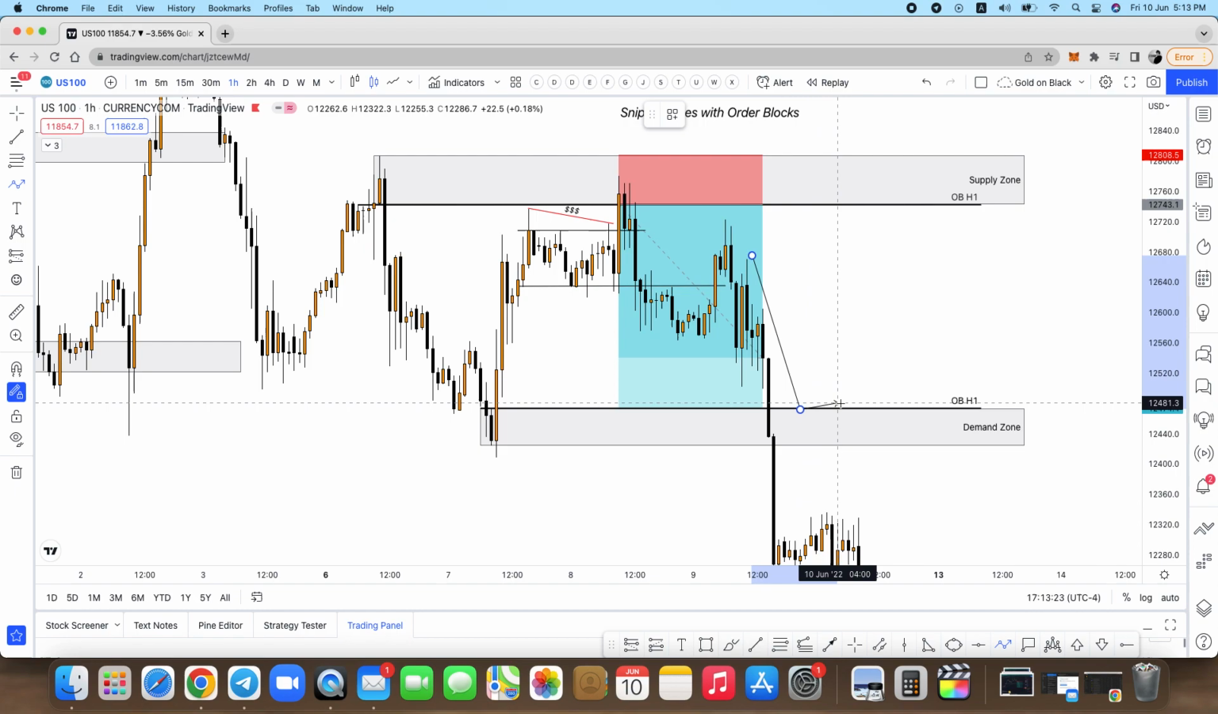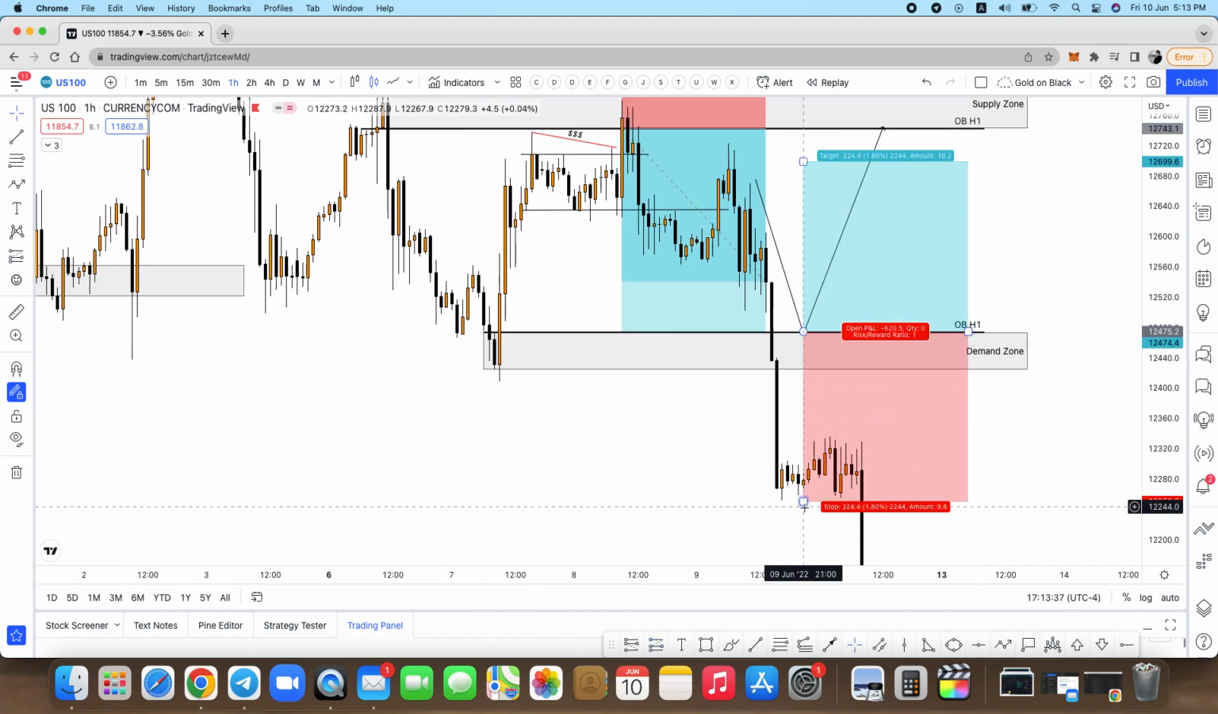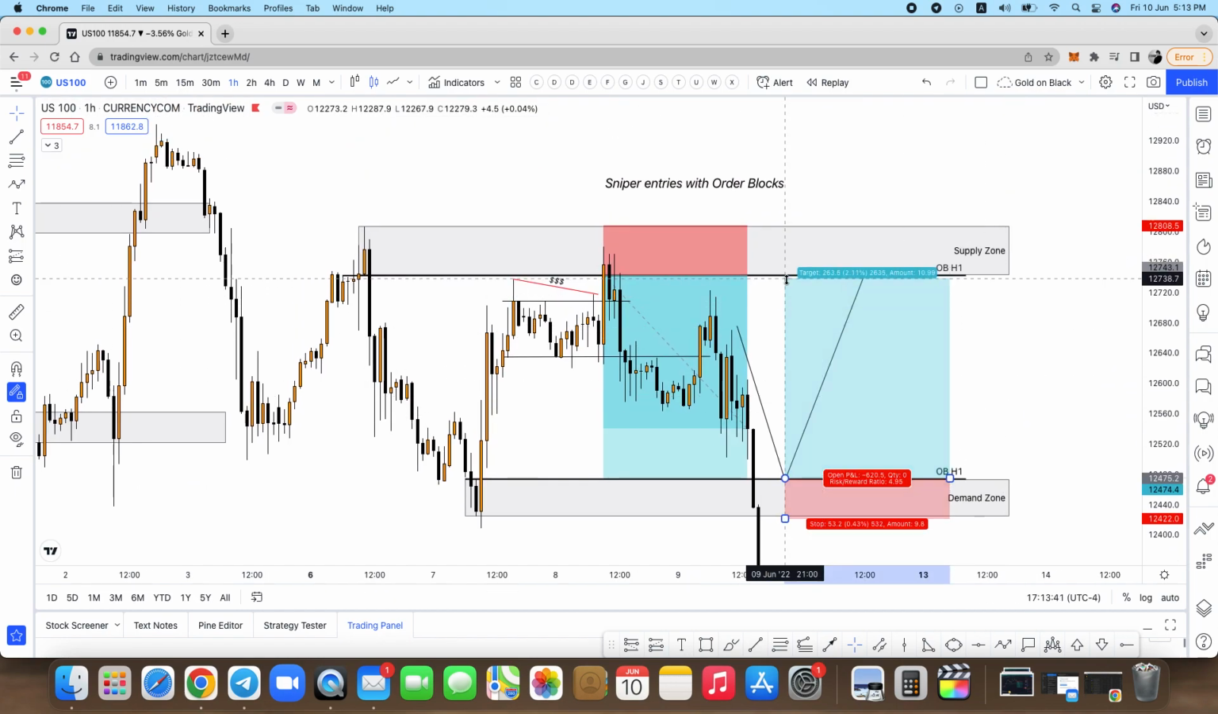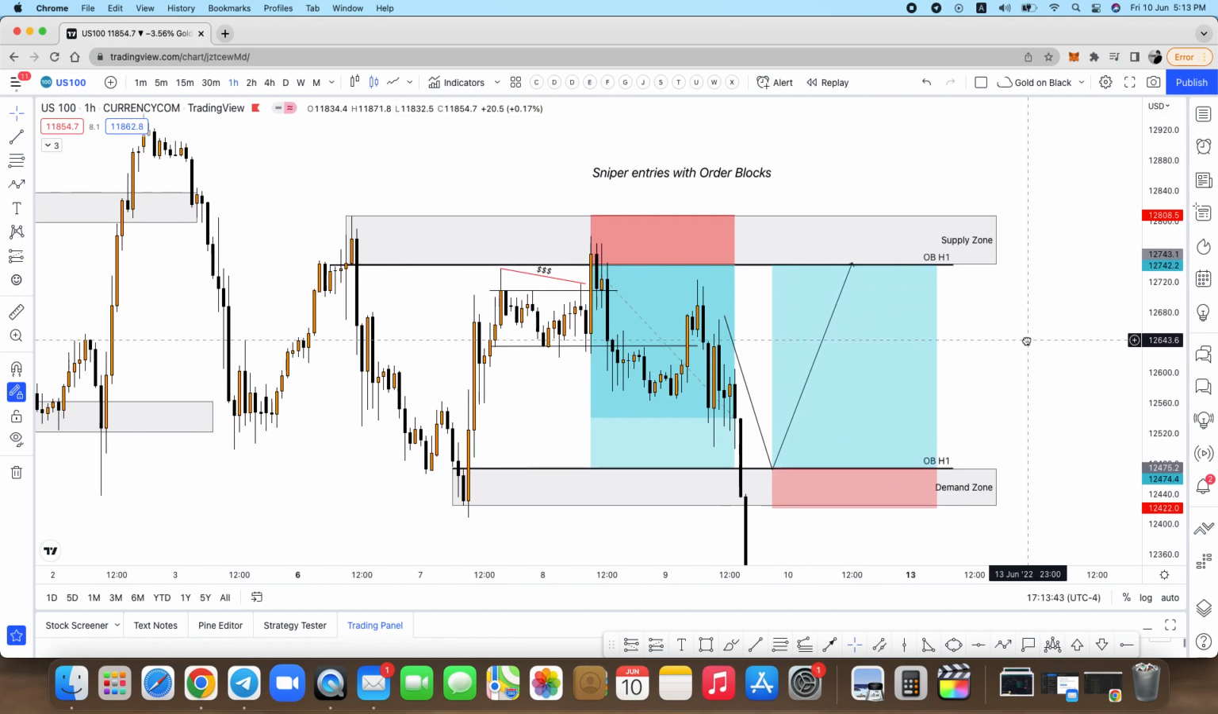Then right here, because you know it's reaching a demand zone, a potential order block, you can also start looking for buys right here, right? And back to this order block again. So you can perhaps set your buy limit order right there, and your TP maybe right there. Yes, you can do that.